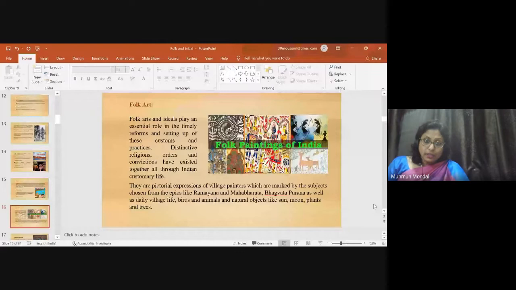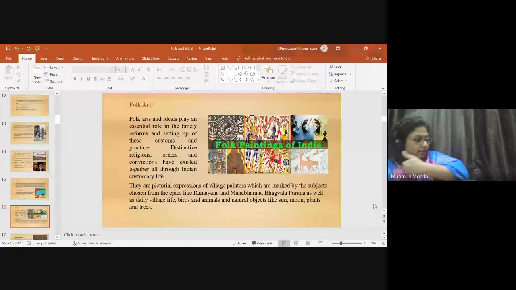The Gond painters, when I was working in Madhya Pradesh, the Gond painters I met, they have never gone outside Madhya Pradesh, you know. So these painters are very much localized people, and their paintings are marked by subjects chosen from the epics Ramayana, Mahabharata, mostly mythological stories.